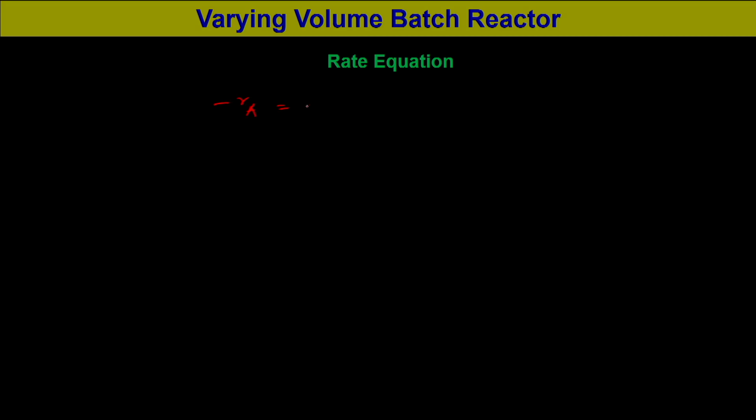Now, the rate equation for varying volume batch reactors, we can write minus rA is equal to minus 1 by V into dNA/dt. Now, if we substitute V and Na, then these relations will come in terms of the conversion. So, minus rA would be equal to Ca naught by 1 plus epsilon A Xa into dXa/dt.